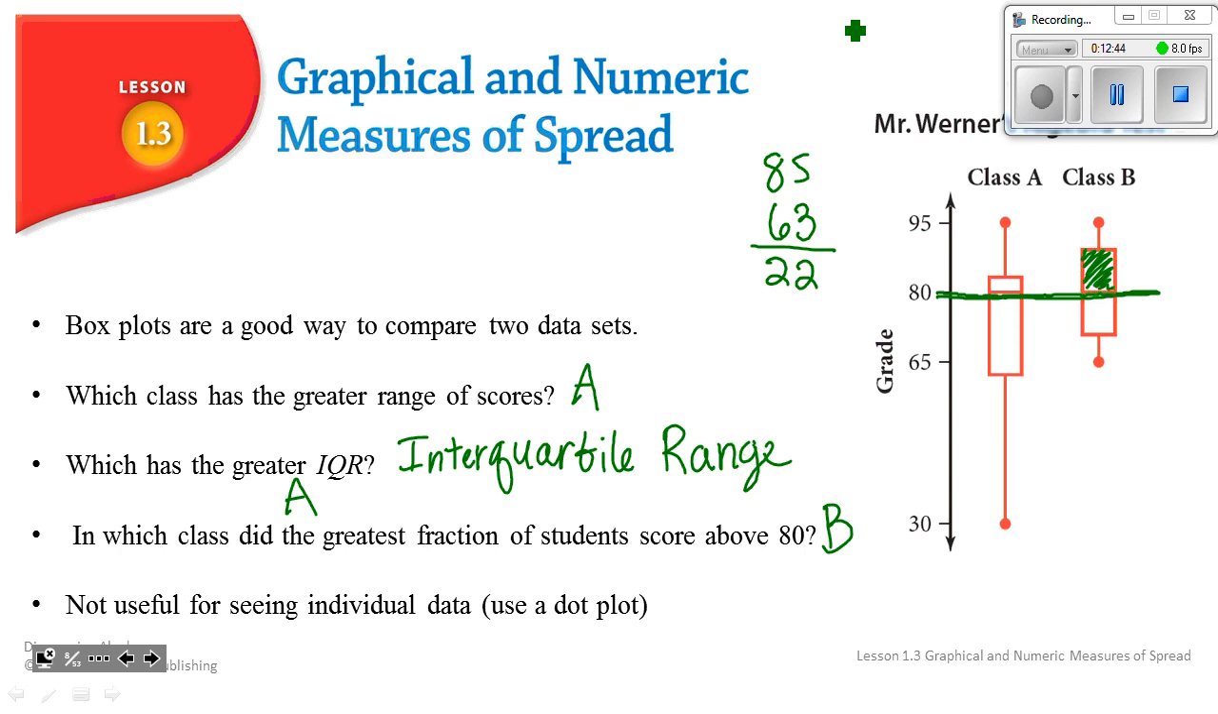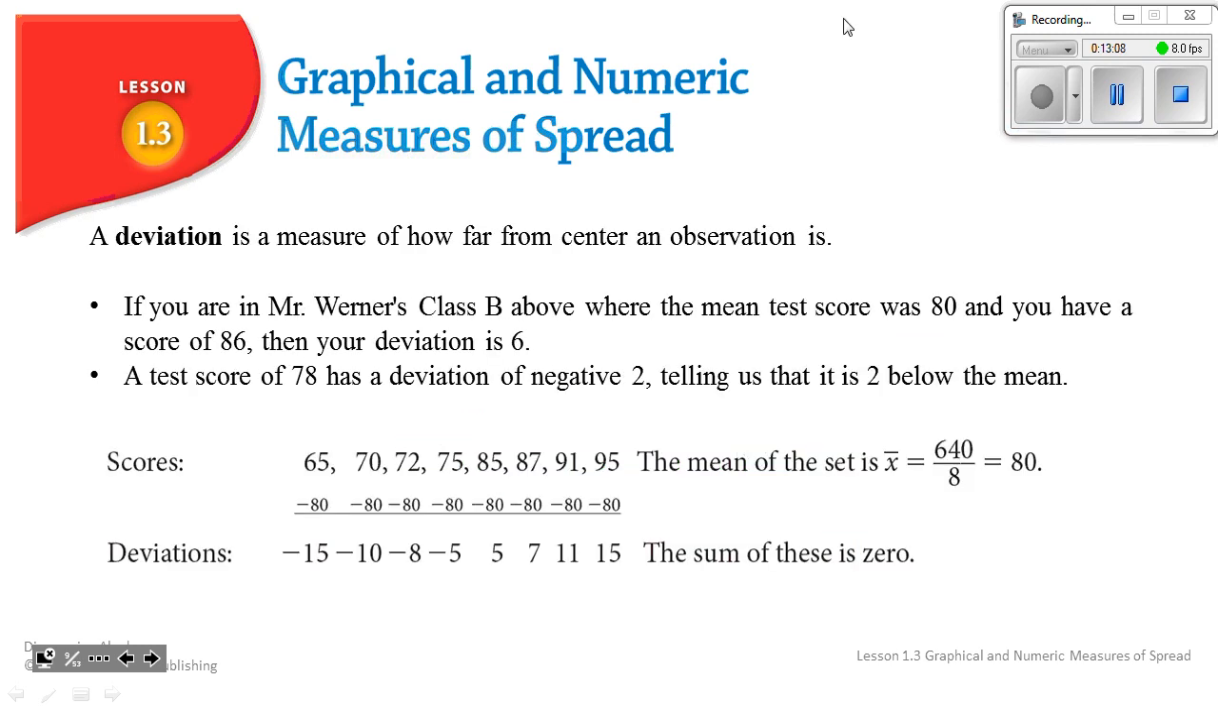One other thing about a box plot, though, is it's not useful for seeing individual data. I don't see all the separate points on this box plot. So if I wanted to say, well, how many students got exactly a grade of 70 from Class A? I can't tell exactly how many students got a grade of 70. So you can't see individual data on a box plot.